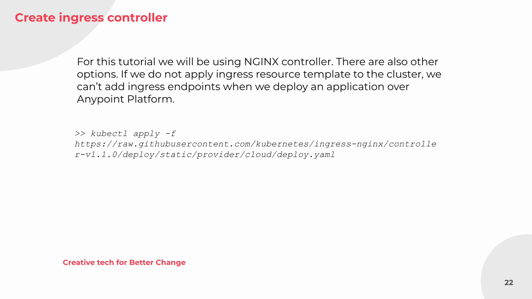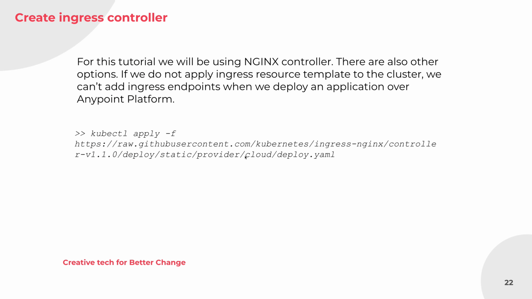One last thing, of course, it's the ingress that we need to have HTTP calls to our applications. We need to apply an ingress controller. For this tutorial, we will be using one of the most common ingress controllers, Nginx. There are obviously other options that you can use. If you do not apply an ingress resource template to the cluster, we can add ingress endpoints when we deploy an application over Anypoint platform.